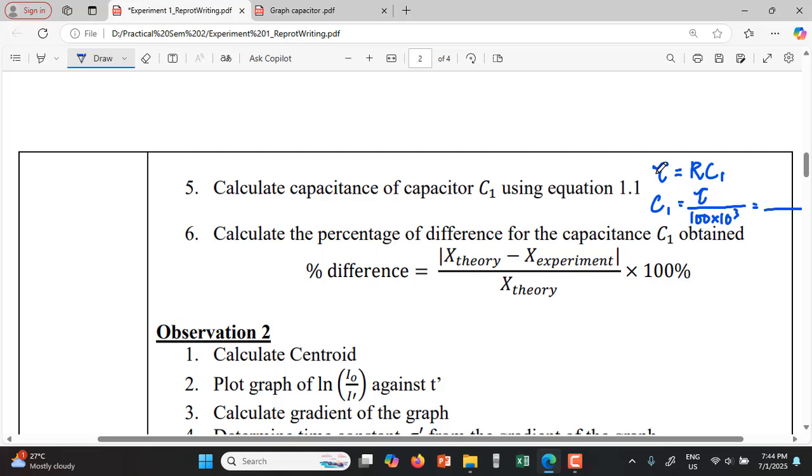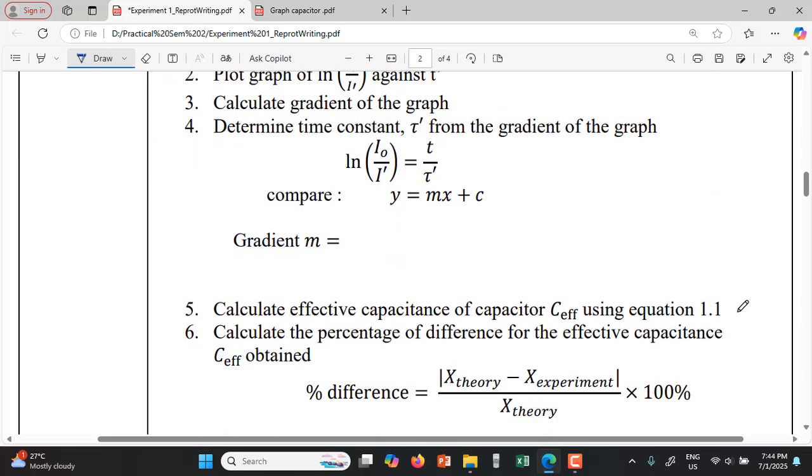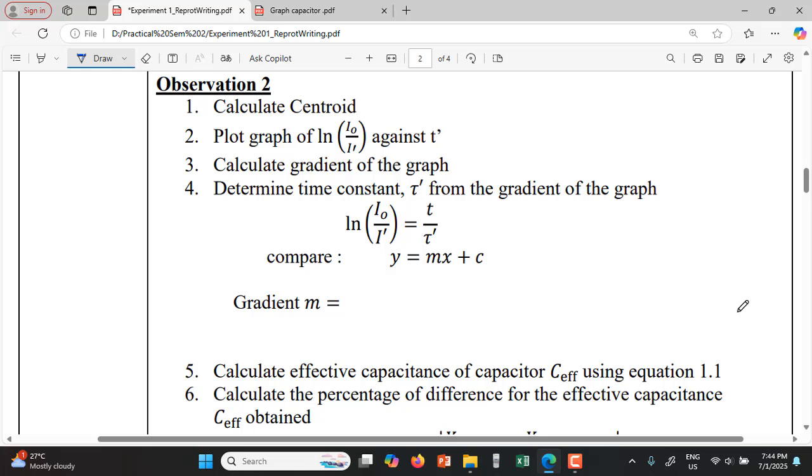Then you need to compare the value of C1 you obtained from the experiment with the theory value. The theory value will be 560 microfarad. So micro means 10 to the power of negative 6 farads. Compare with your experiment value, and calculate the percentage difference. Then same goes for the second observation data.